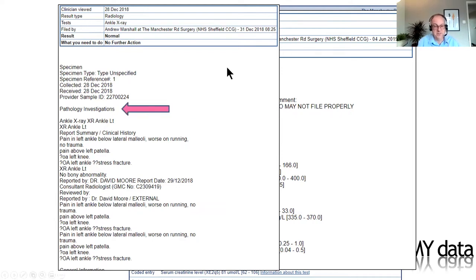So that's what data actually looks like. This was a pathology text. This was the wording, the free text that was sent by my GP to the hospital and recorded in the hospital systems. That was the query.